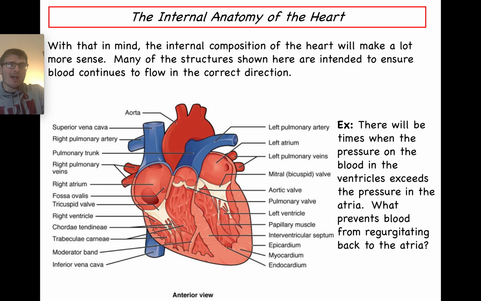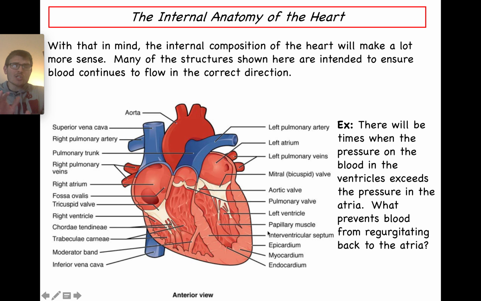So we understand that anytime blood moves from one location to the next, it's moving from high to low pressure. But when blood is in the heart, as opposed to when it's in the general circulation, whether it's pulmonary or systemic, the heart presents some unique challenges for us. For example, there will be times during one cardiac cycle in which the pressure on the blood in the ventricles, meaning the right ventricle here and the left ventricle here, is actually higher than the pressure in the atria, meaning the right atrium here and the left atrium here.